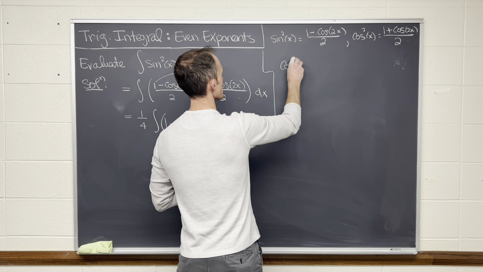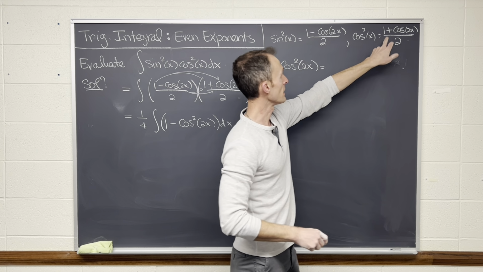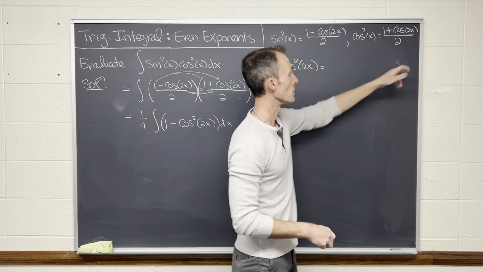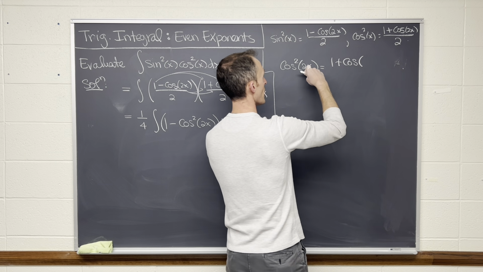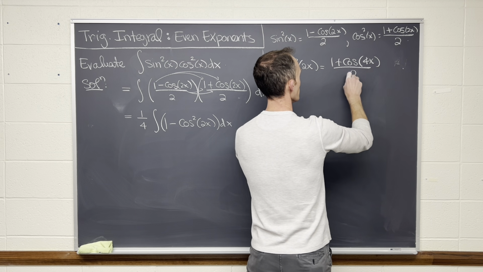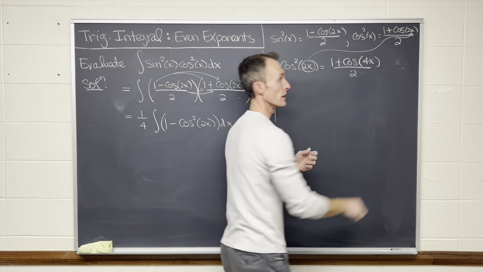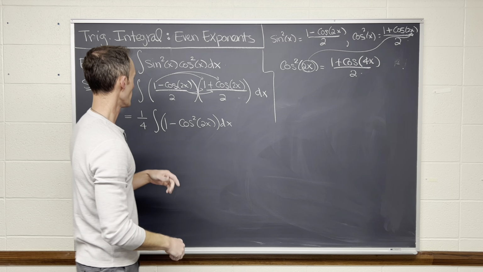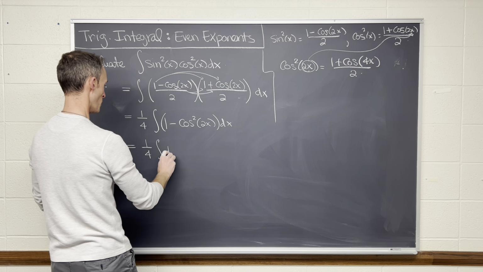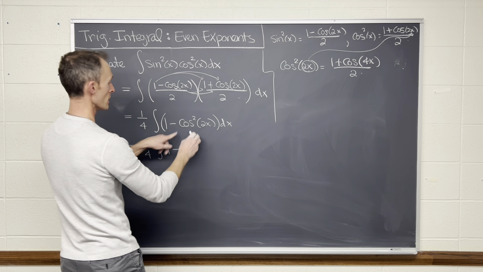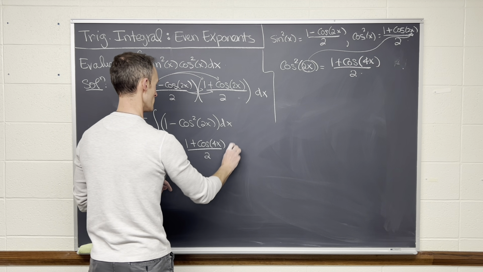If I have cosine squared of 2x, okay, well, look, cosine squared of 1x is 1 plus cosine of 2 times the input over 2. So what is cosine squared of 2x going to be? It's going to be 1 plus cosine of 2 times the input, so 4x, all over 2. Okay, so again, you just replace that input right there, and that's going to give you your cosine of 4x. All right, so then this becomes 1 over 4 integral of, let's see, 1 minus, okay, what's cosine squared? 1 plus cosine of 4x all over 2 dx.